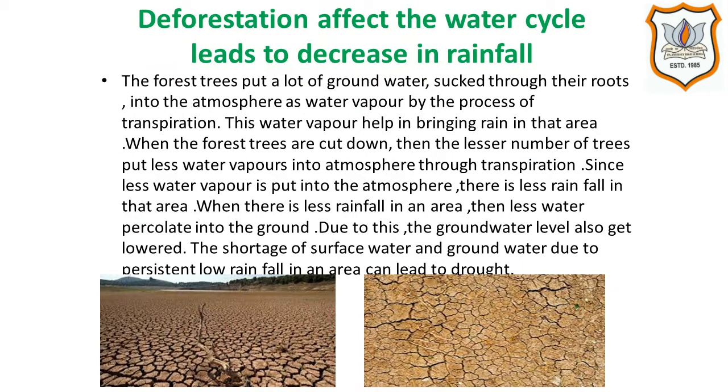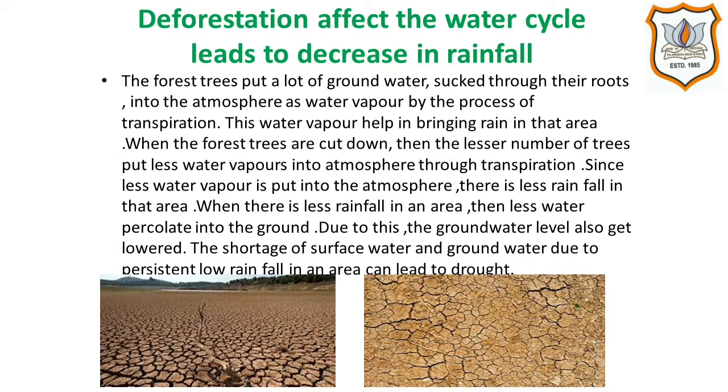Another consequence of deforestation is that deforestation affects the water cycle, leading to decrease in rainfall. The decrease in rainfall lowers the groundwater level and could cause droughts. The forest trees put a lot of groundwater, sucked through their roots, into the atmosphere as water vapors by the process of transpiration. Transpiration means evaporation of water from the leaves. This water vapor helps in bringing rain in that area.